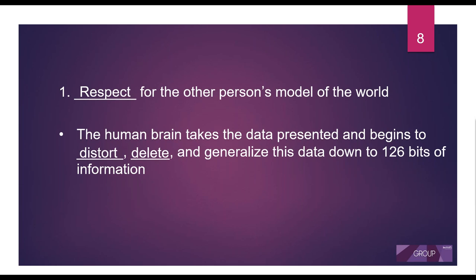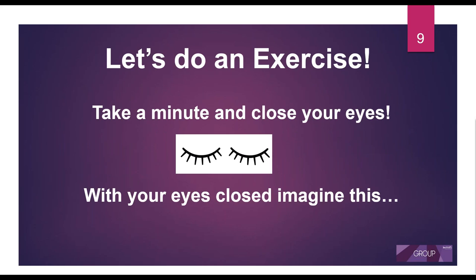So 2 million bits of data are coming in through a funnel system, the brain distorts that information, deletes that information, and generalizes that information down to 126 bits of data. Now, in BOLD, your BOLD coach would have you do an exercise, and if you've never been through BOLD, this is a really good opportunity if you close your eyes for a minute.